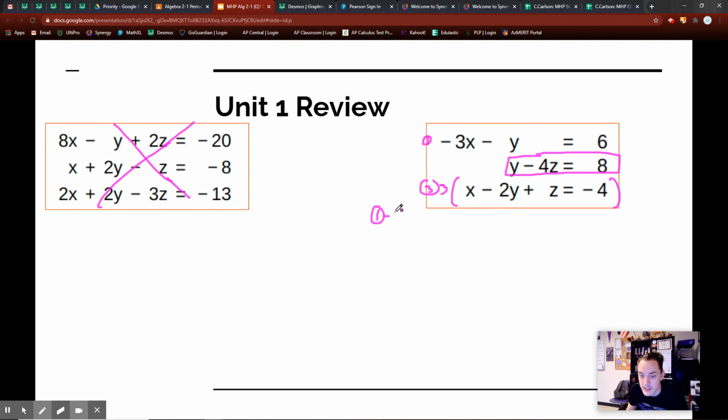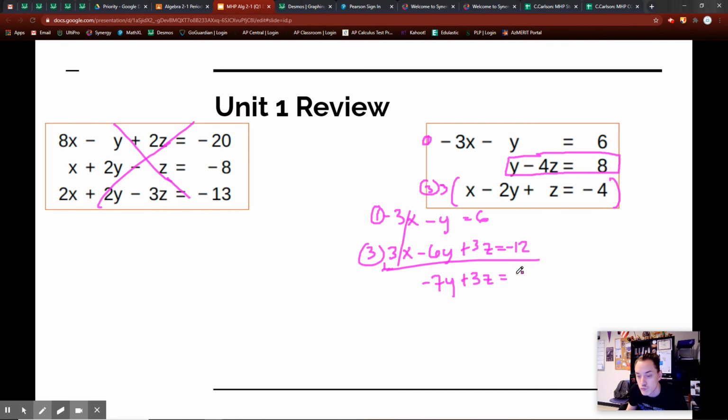So my first one doesn't change. I'm just going to write that down. My third does change, so this becomes 3x, negative 6y, and then plus 3z equals negative 12. Add them up. That goes poofy. And this becomes negative 7y plus 3z equals negative 6. Okay? And then I take this and actually I perform the system with it. So this is y minus 4z and it equals 8.